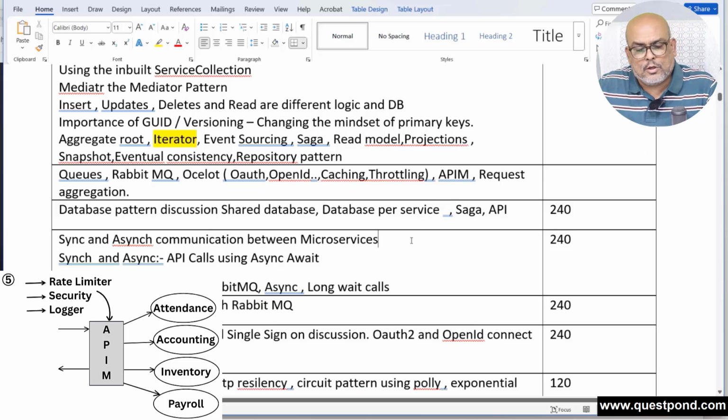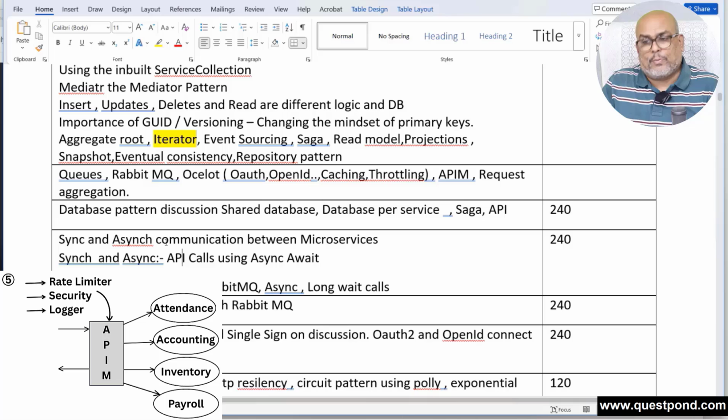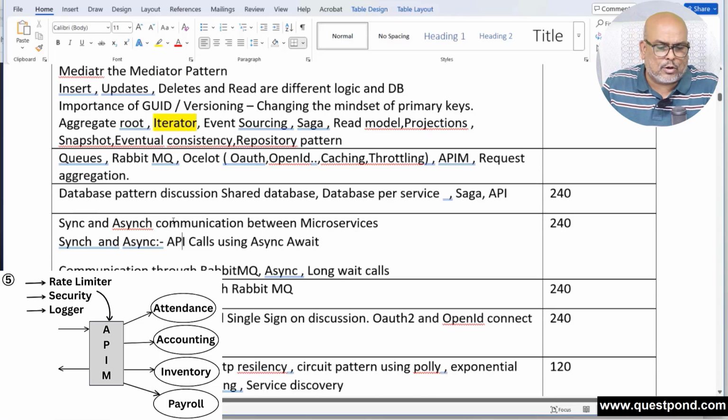So in this, I'll be taking Ocelot, which is one of the open source APIMs, and we can also look into APIM of Azure. I will not be taking Azure. Remember, this is not an Azure class. We have a separate Azure class, you can have a look at it. So this APIM will show how it acts as a front-end layer for the back-end microservices. This again we'll talk about.